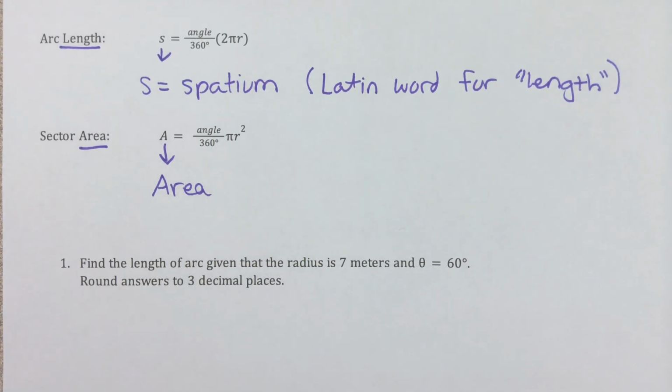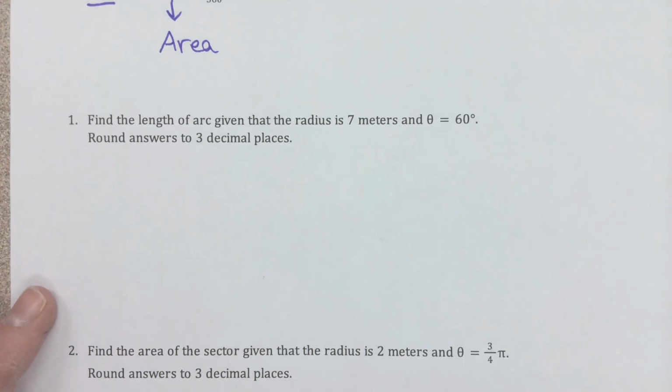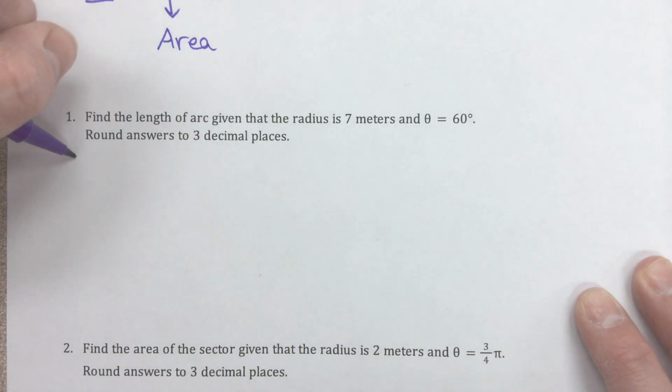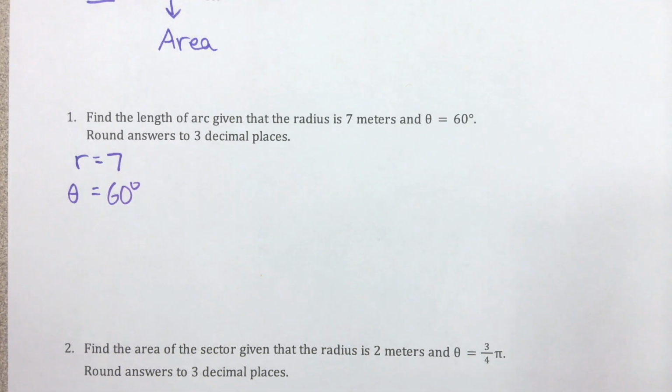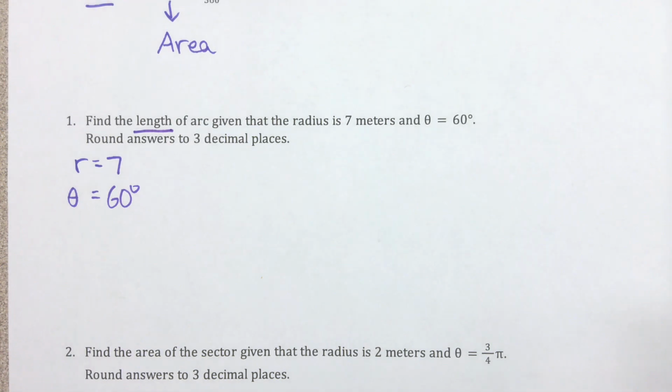So, let's do a couple problems. Number 1. Find the length of the arc given that the radius is 7 meters and theta is 60 degrees. Round answers to 3 decimal places. R is 7, theta is 60 degrees. It's asking for the length of the arc. So that means we're going to use the first formula.